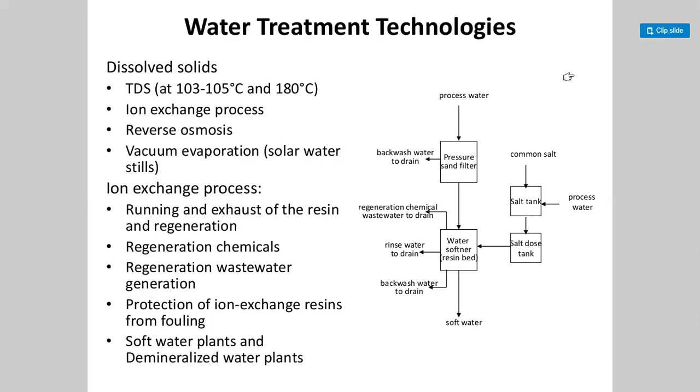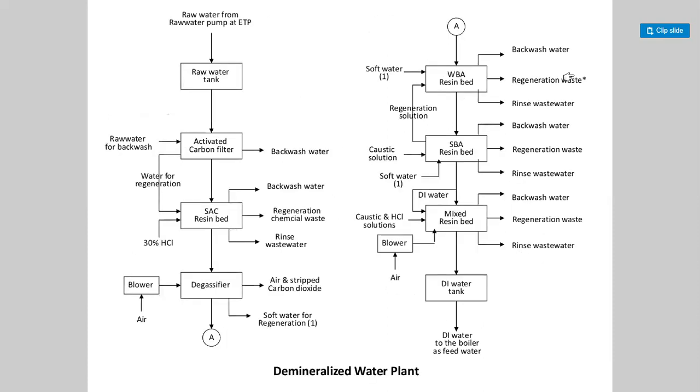Here, the figure indicates the process: water, brackish water to drain, and pressure sand filter to water softener resin bed, from regeneration chemical wastewater to drain, and rinse water to drain, brackish water to drain, and common salt tank, and salt dose tank. So process water. This is one type of water treatment technology.